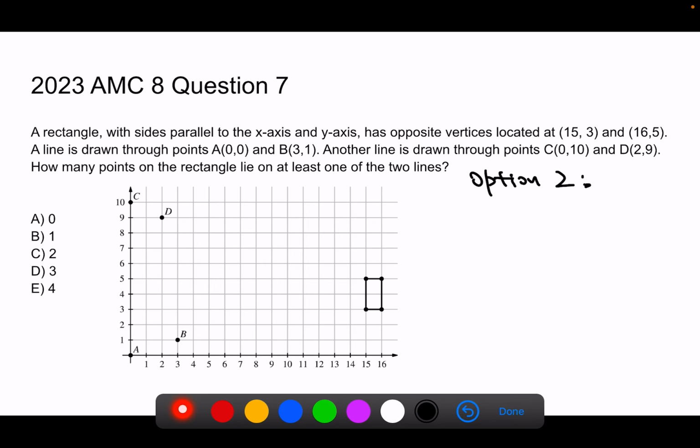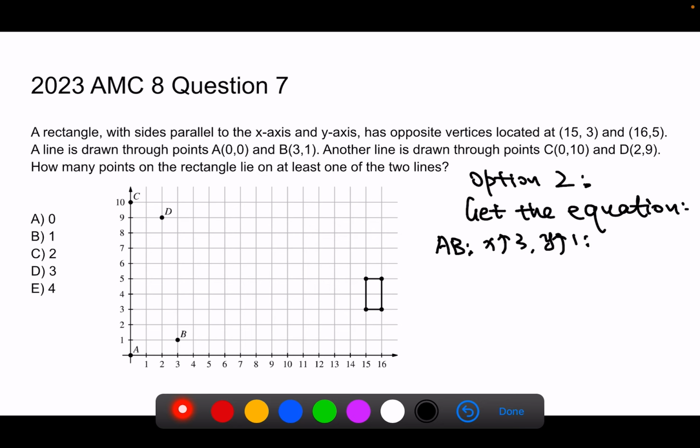Option 2 is get the equation. I'll try to use intuition to explain how the equation works, and you actually already have some part of it. Here's the example. For line AB, if you remember, we increase x by 3. So x goes up by 3, and y goes up by 1. And you do find this is always true. This relationship holds true as we extend the line. This is actually defining a slope for this line.